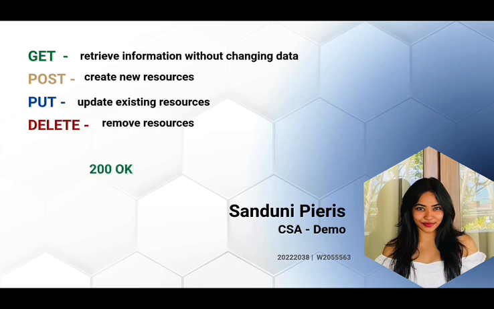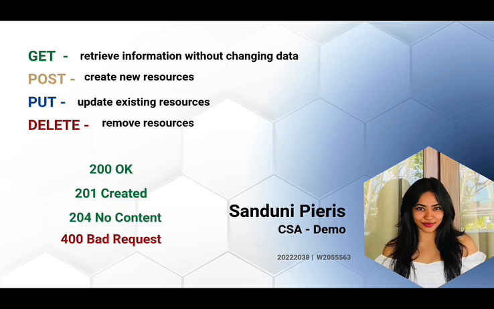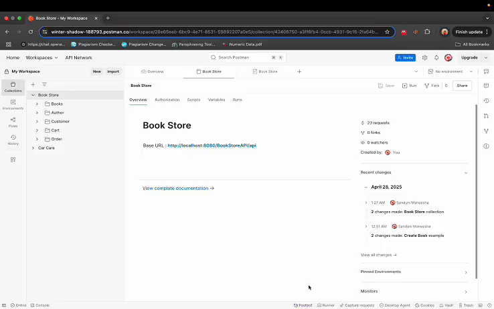200 OK indicates successful operation. 201 Created shows successful resource creation. 204 No Content appears after successful deletion. 400 Bad Request indicates validation failures. 404 Not Found when resources don't exist.